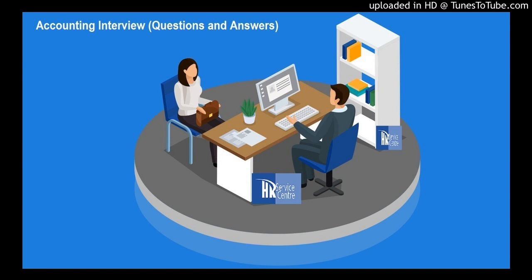Question: What is TDS? Where do you show TDS on a balance sheet? The answer: TDS, tax deducted at source, is a concept aimed at collecting tax at every source of income. In a balance sheet, it is shown in the assets section, right after the head current asset.